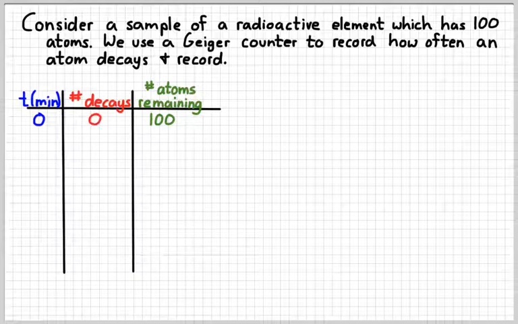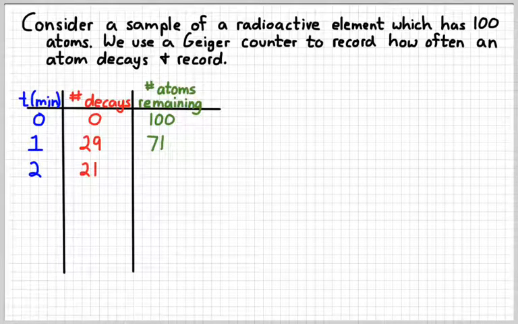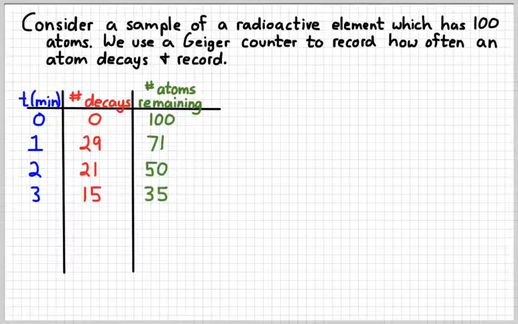because nothing has decayed. After 1 minute, using my Geiger counter, I measure that there have been 29 decay events, meaning 29 of those atoms have decayed into something else and released 29 alpha particles, for example. That means there's 71 undecayed atoms remaining in my sample. After another minute, I measure fewer decays, like 21, meaning that there's 50 atoms left in the sample. If I let another minute go by, I measure 15 atoms to have decayed, which means there's 35 atoms left in the sample.